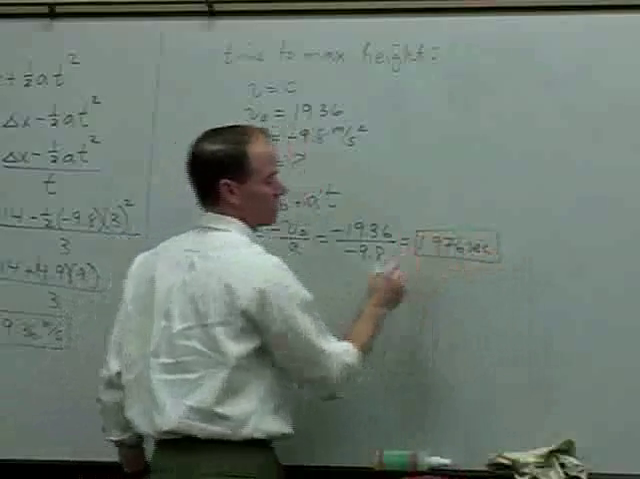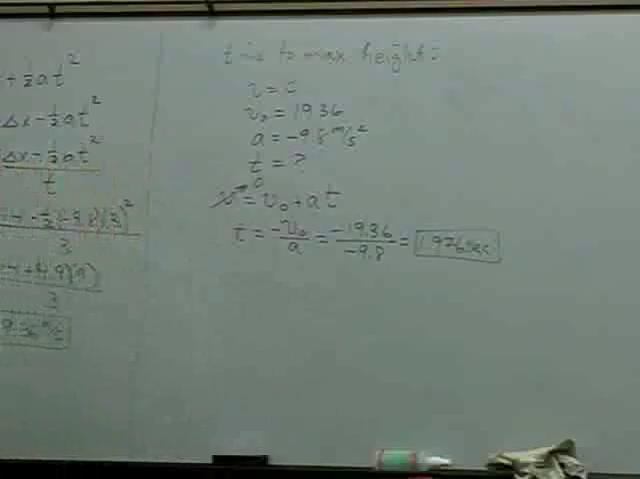Hence, I can conclude that this ball was caught on its way down. Correct. Because if it took 1.976 seconds to reach maximum height, and we actually threw it for 3 seconds, then it's on its way down.